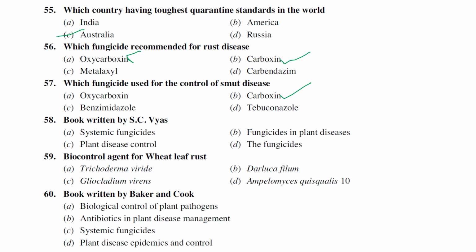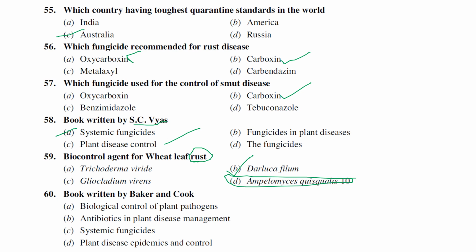Next one, book written by S.C. Vyas, Systemic Fungicides in Plant Disease Control. Generally S.C. Vyas wrote a book called Systemic Fungicides. Biocontrol for wheat leaf rust. For rust, whatever it is, a leaf rust or whatever the rust, there is a common biocontrol agent called Darluca pilum. Ampelomyces quisqualis is generally recommended for grapes powdery mildew diseases, right?